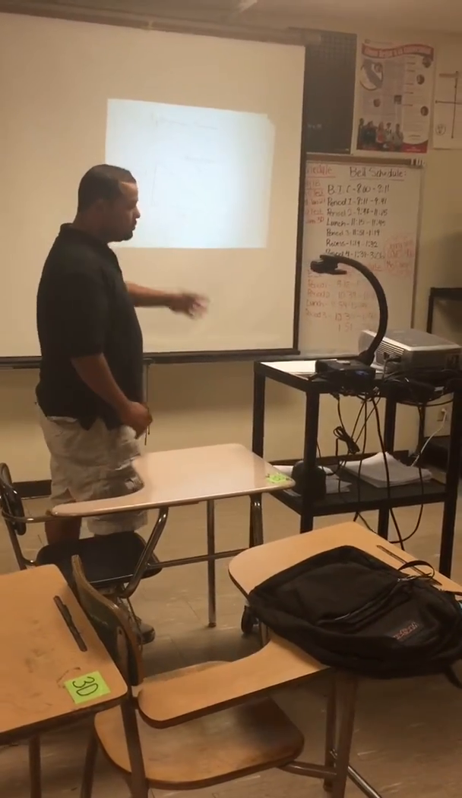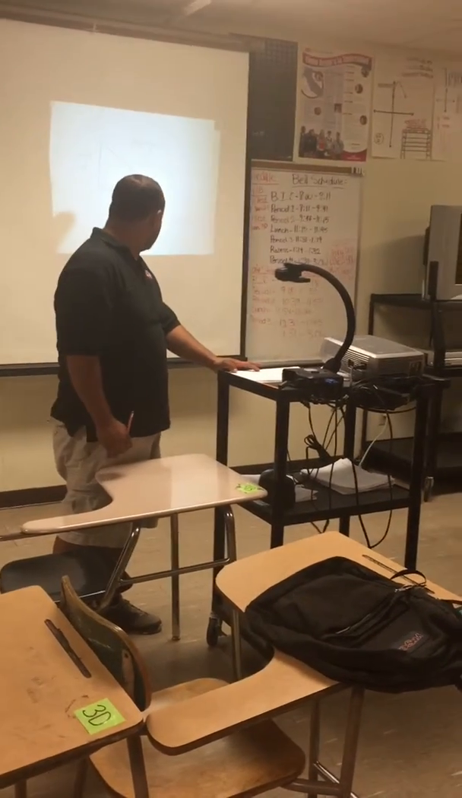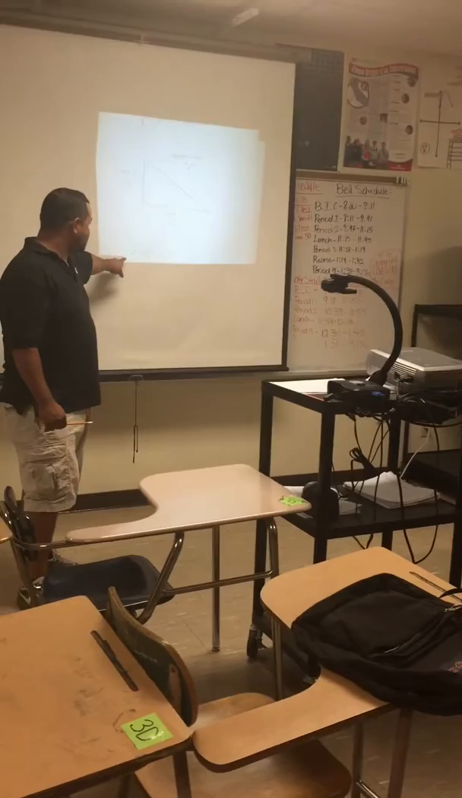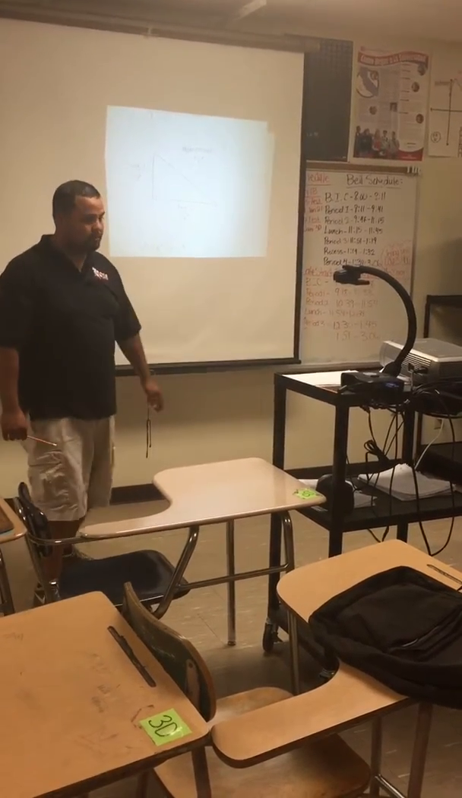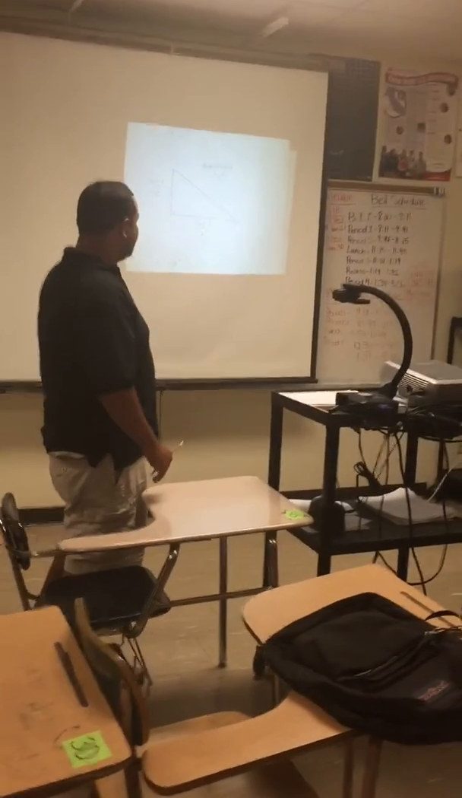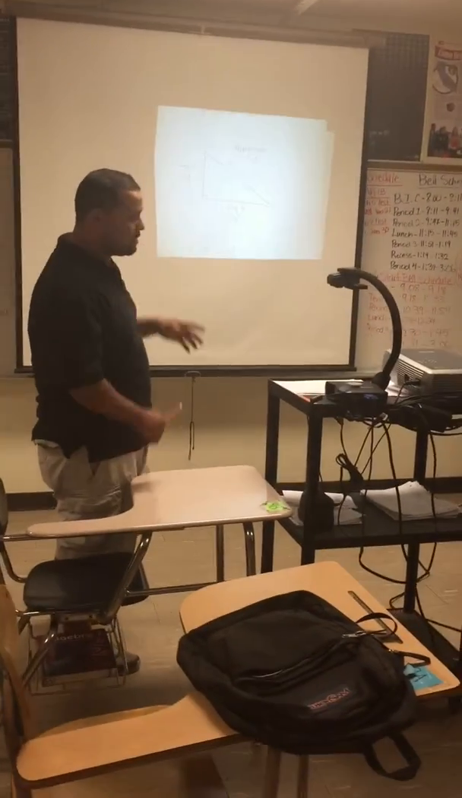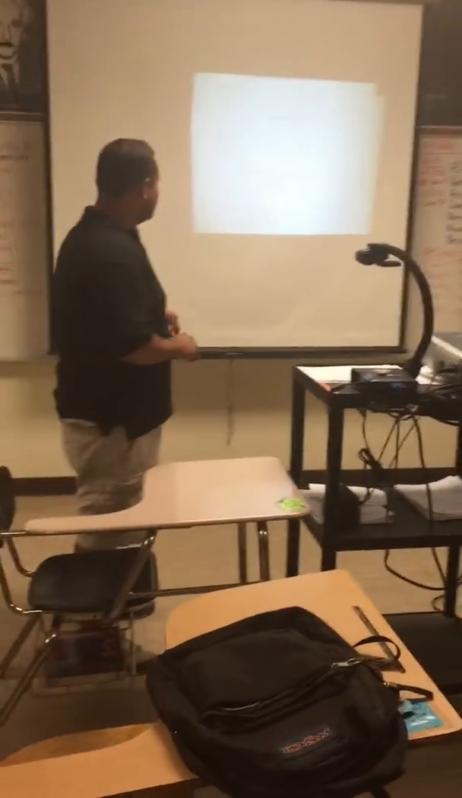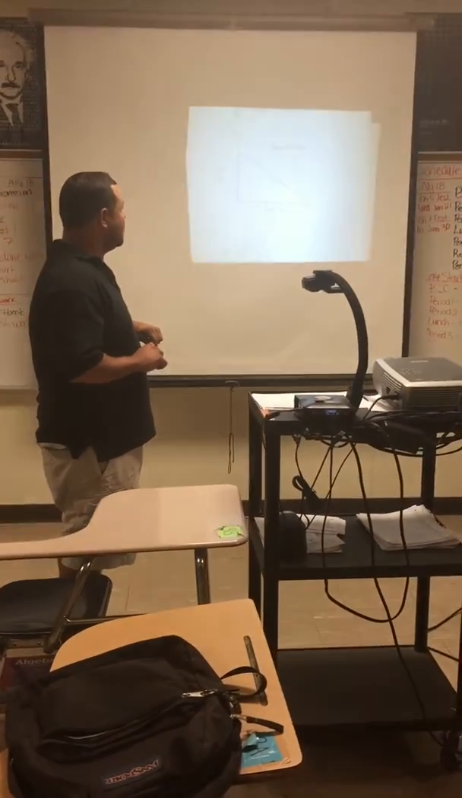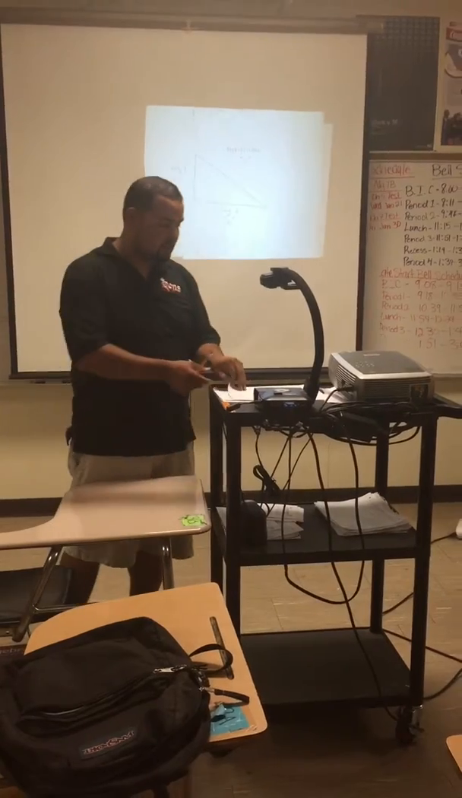The formula that goes with this theorem is right here at the bottom. A squared plus B squared equals C squared. Okay. Once you have that formula, you can figure out any side of the triangle when they give you two sides. Okay. Let's go to the examples.